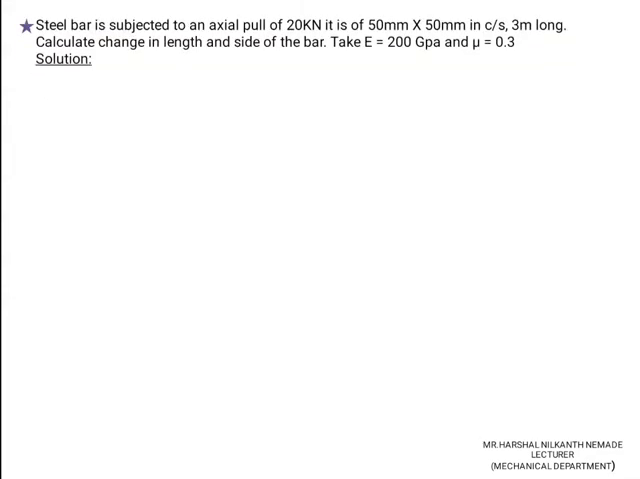We'll solve a numerical now. A steel bar is subjected to an axial pull of 20 kN. It is of 50 mm into 50 mm in cross section, 3 meter long. Calculate change in length and side of the bar. Take capital E is equal to 200 GPa and mu is equal to 0.3.